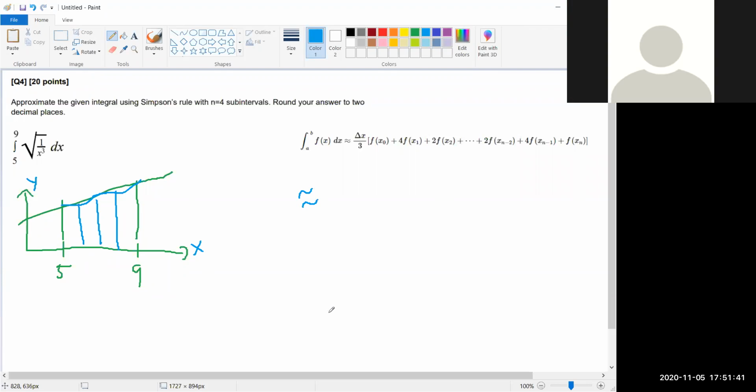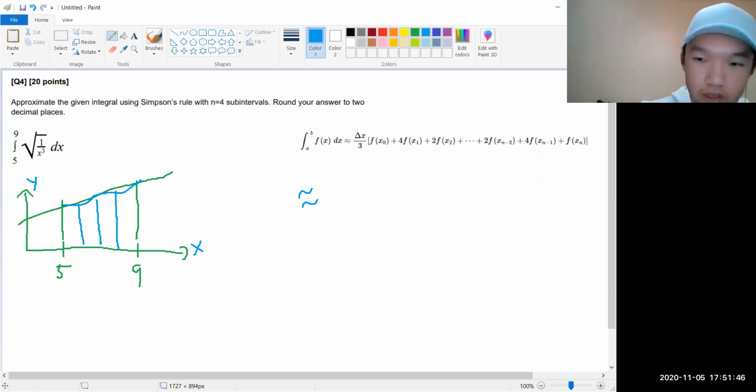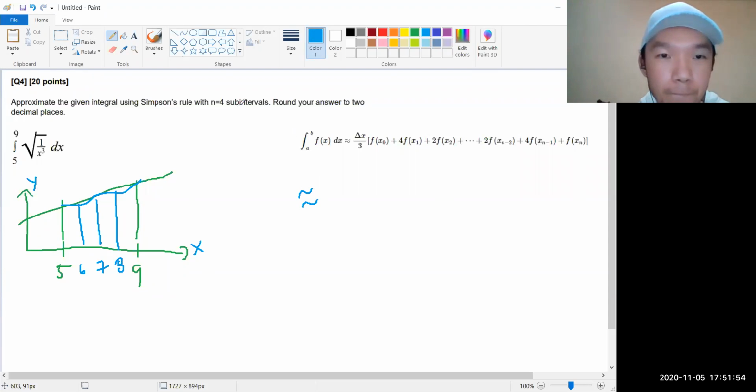Six, 7, yeah, 6, 7, and 8, 9, right? So yeah, the reason why it's that is because our limits of integration were from 5 to 9, and we're using 4 subintervals. So that's why each one is just a whole number.